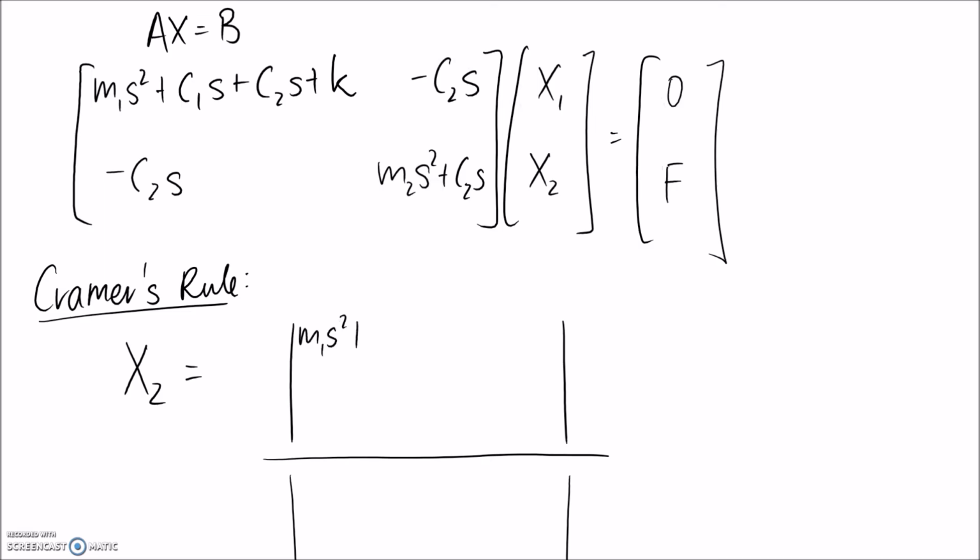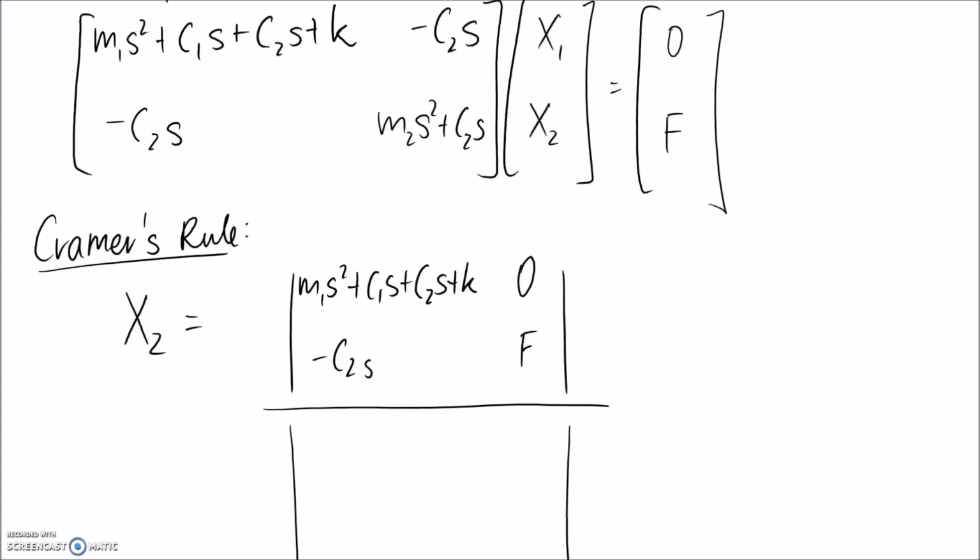So let me just copy it out. Sorry, putting this into the second column, so 0 and f. Okay, on the denominator, what we do is just copy this A matrix down. It's a bit messy.